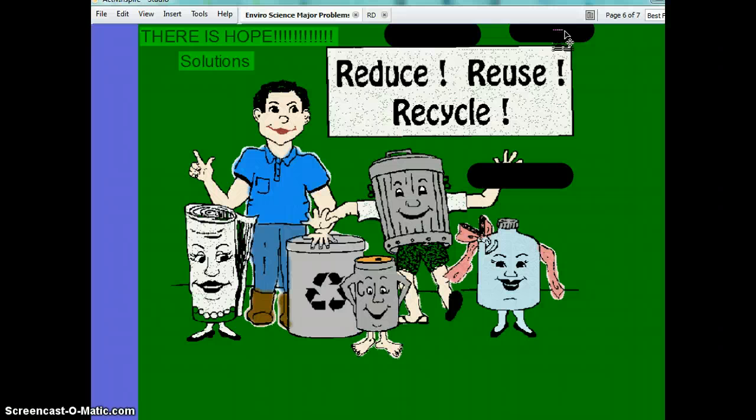Recycle means you're going to give the product in so they can make a new product. So that requires energy. That's why they have their order. And that is it.